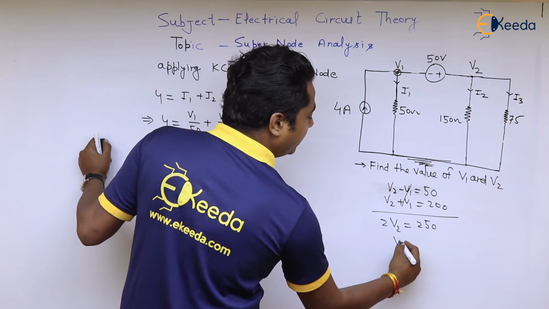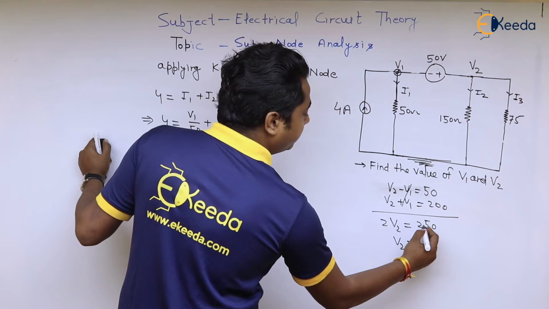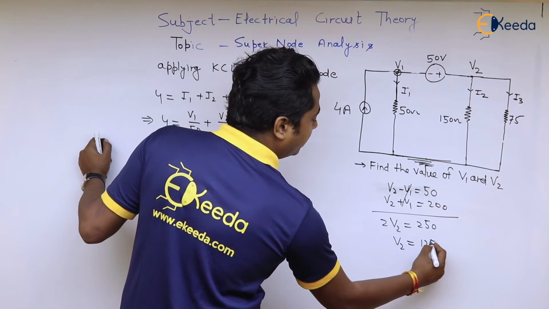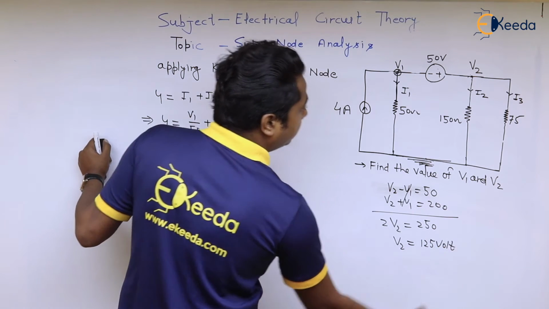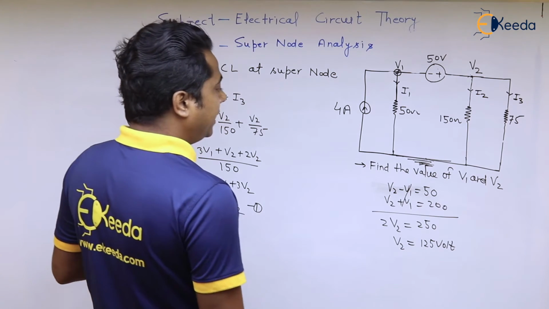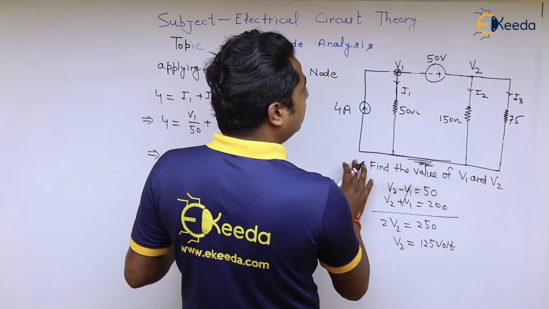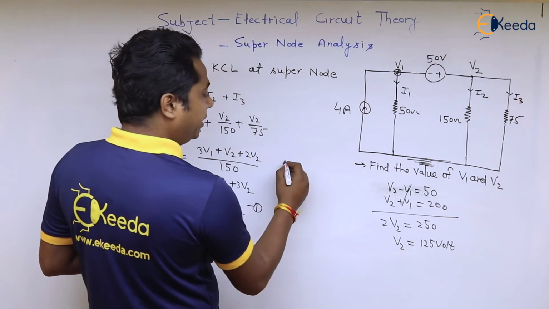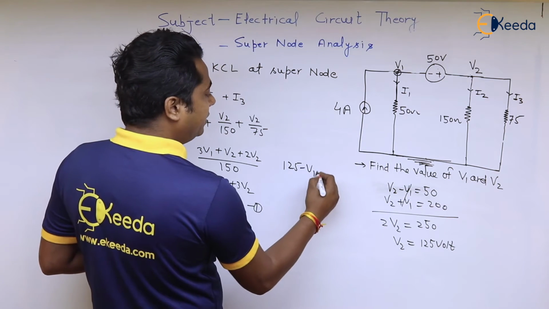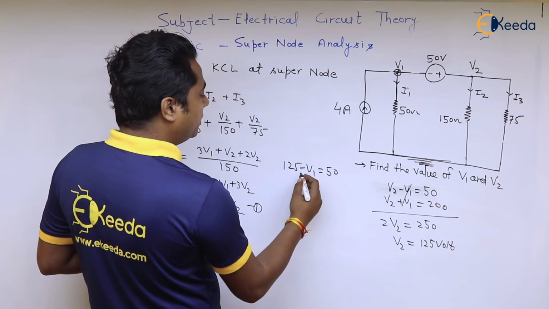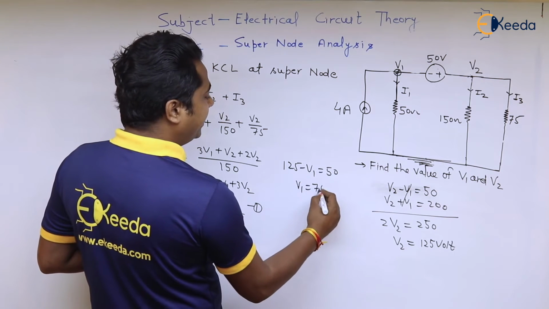250, and V2 will be equal to what? 125 volt. And another, V1 is equal to, we can calculate from here, 125 minus V1 is equal to 50. So V1 is equal to what? 75 volt.